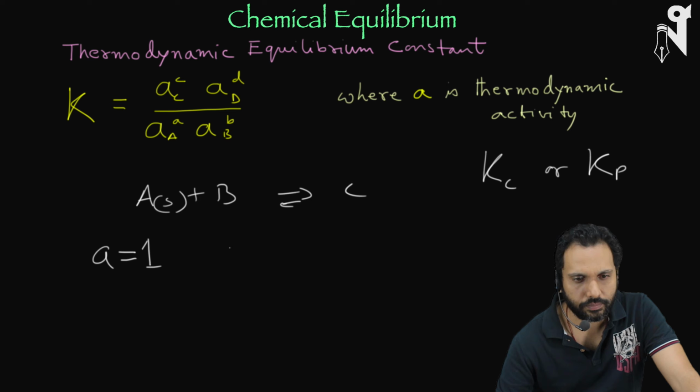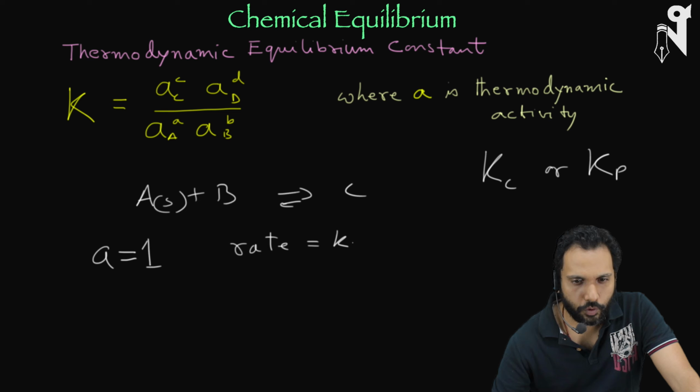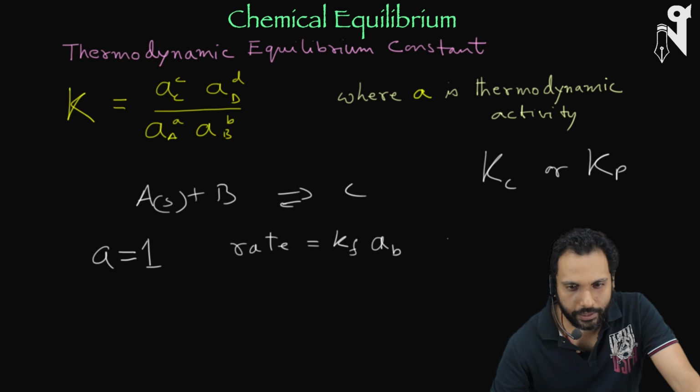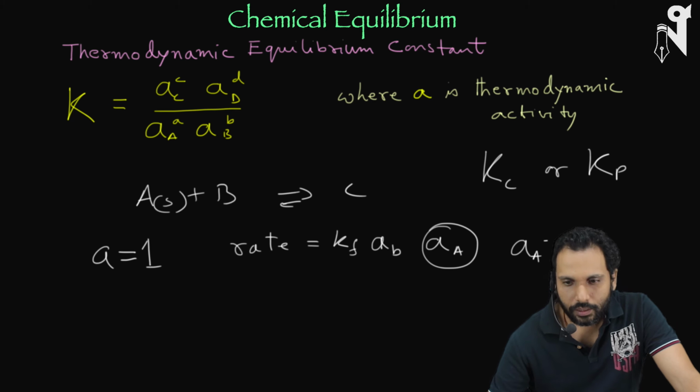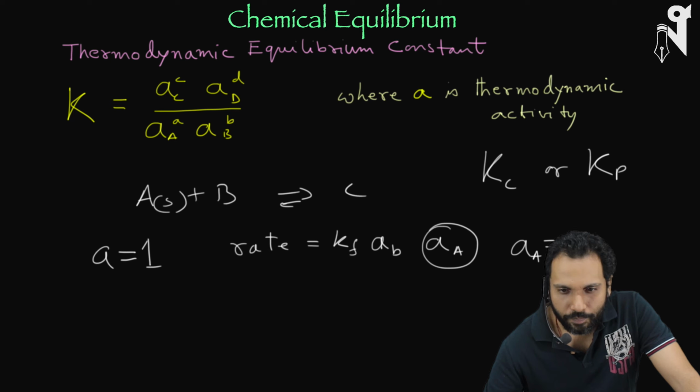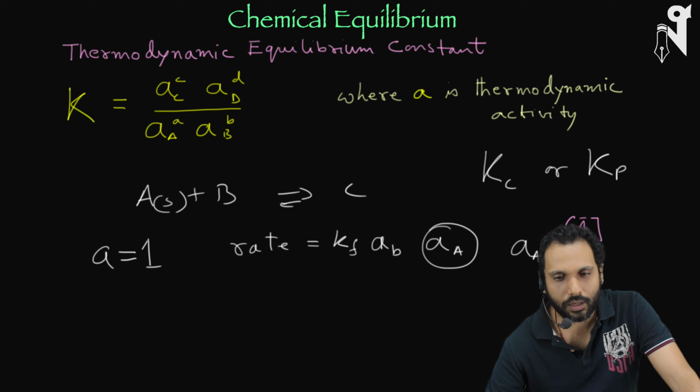The reason again relates to the basics. If we have a rate of reaction, which was your constant for the forward reaction times the activity of the reactants, then if one of them is solid, say A is solid, what is the activity? The activity was equal to the concentration of A, which is a solid now, mind you, divided by its standard concentration, like 1 molar.